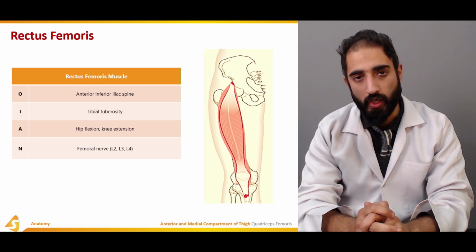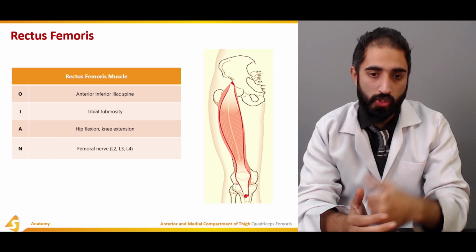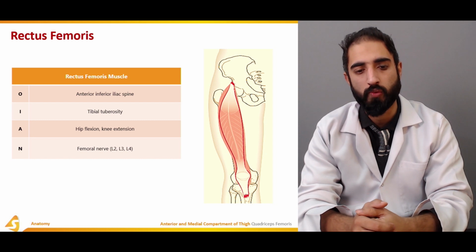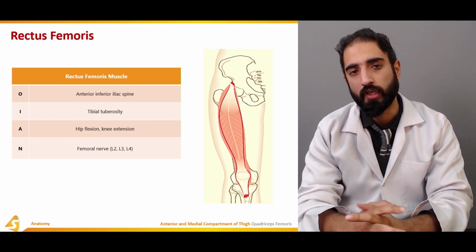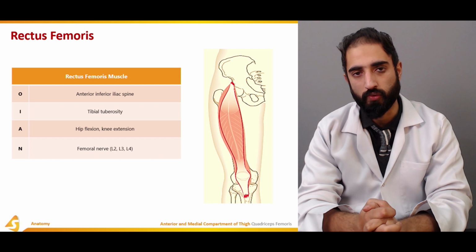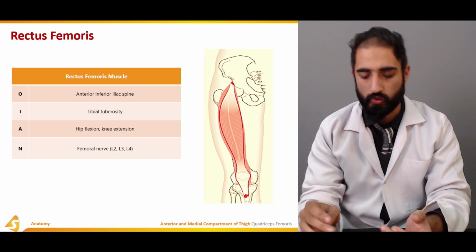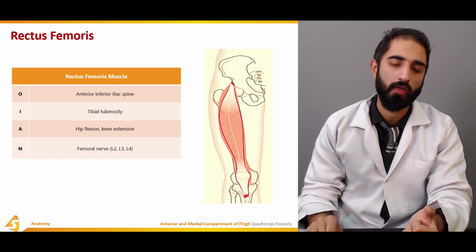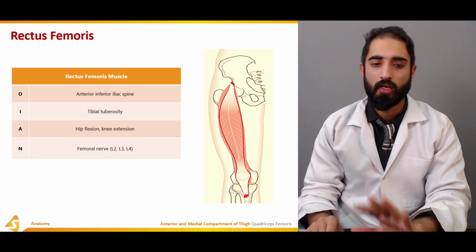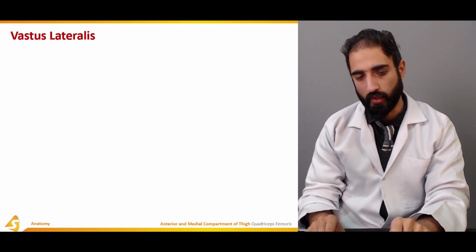I already mentioned its function, which is hip flexion and knee extension, and talking about its nerve supply, it's via the femoral nerve, and the nerve roots include L2, L3, and L4, and they are the same for all of the quadriceps muscles: L2, L3, and L4.